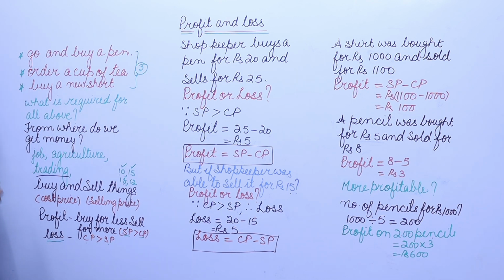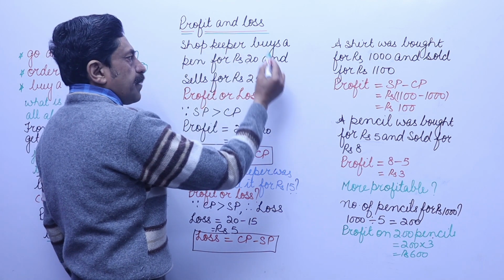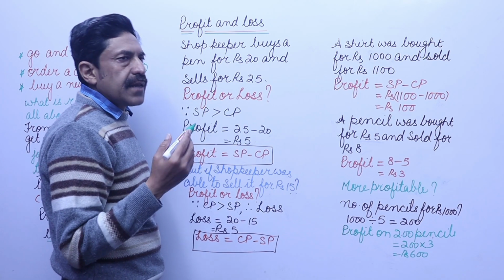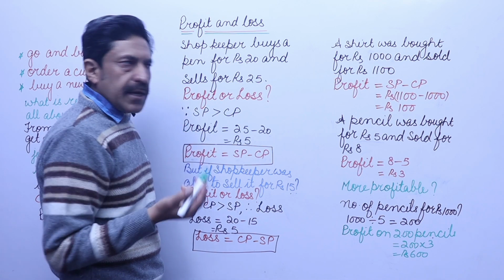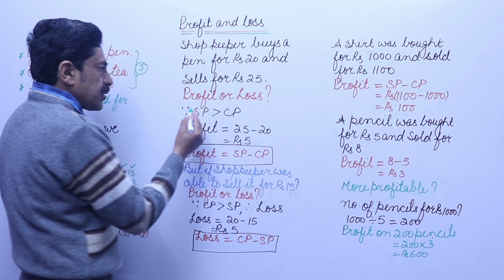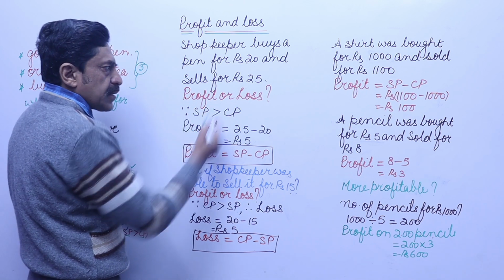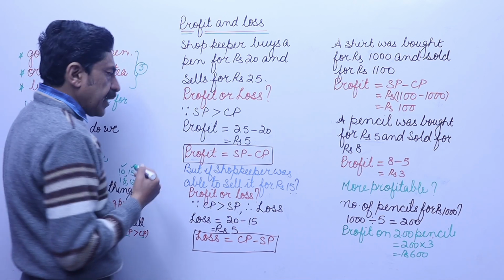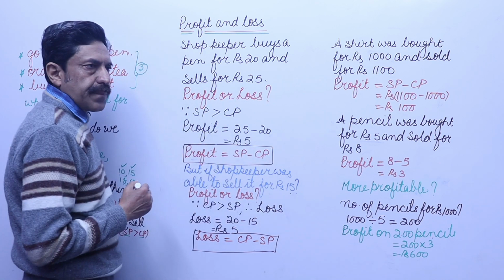Now let us try to understand profit and loss with the help of two examples. A shopkeeper buys a pen for rupees 20 and sells it for rupees 25. He is selling for more. How much more? Rupees 5 more. That is called profit. Because SP is greater than CP, profit is 25 minus 20, rupees 5. The formula in general for profit is SP minus CP.